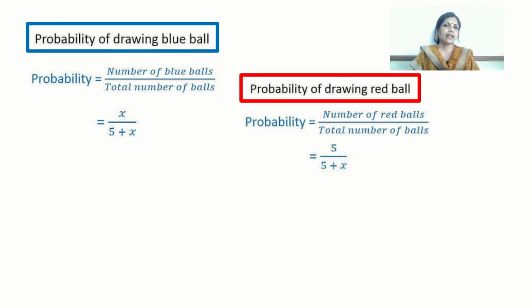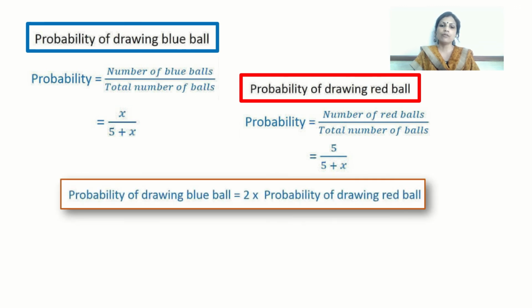Alright, now let's make use of the statement which is given to us, that probability of drawing blue ball is equal to 2 into probability of drawing red ball. Both the probabilities we have already calculated. Let's substitute the values. So we get X upon 5 plus X is equal to 2 into 5 upon 5 plus X. So we can cancel 5 plus X from both the sides. So what you are left with, X is equal to 2 into 5. So X is equal to 10. That means there are 10 blue balls in the bag.